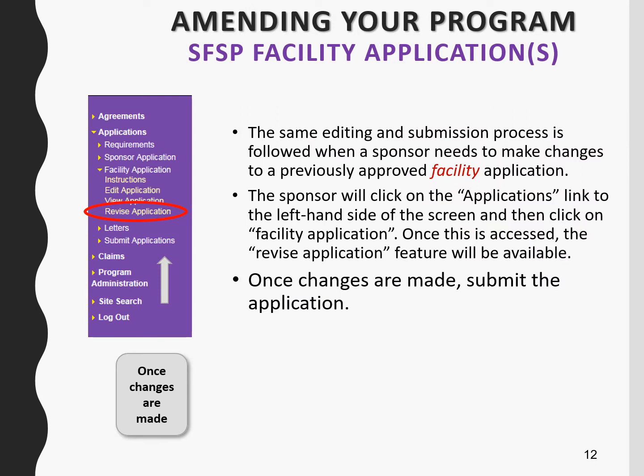Now we will discuss amending your SFSP facility applications. The same editing and submission process is followed when a sponsor needs to make changes to a previously approved facility application. The sponsor will click on the Applications link on the left-hand side of the screen and then click on Facility Application. Once this is accessed, the Revise Application feature will be available. Once changes are made, submit the application.